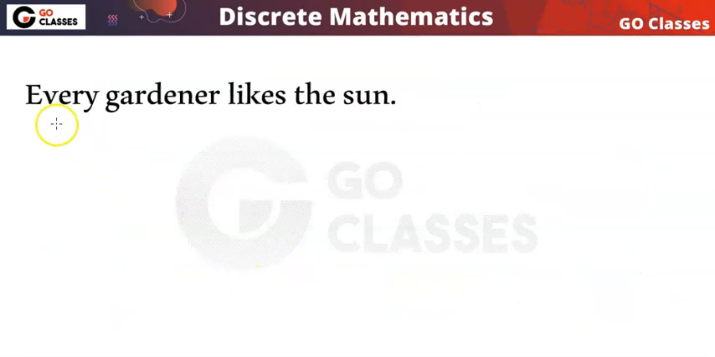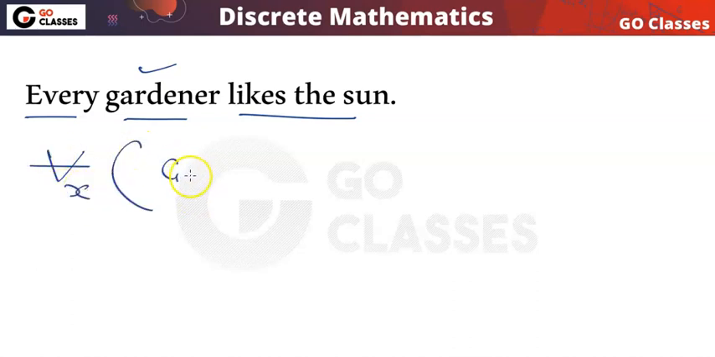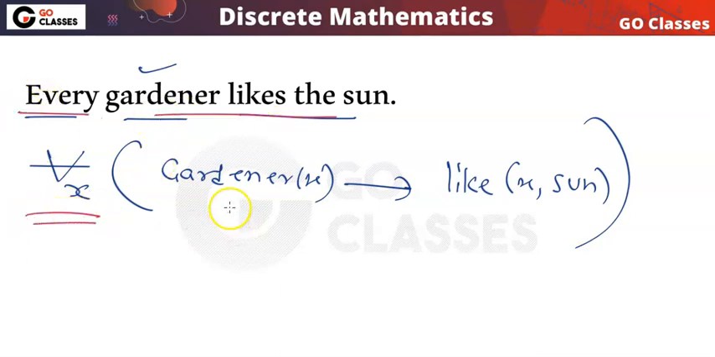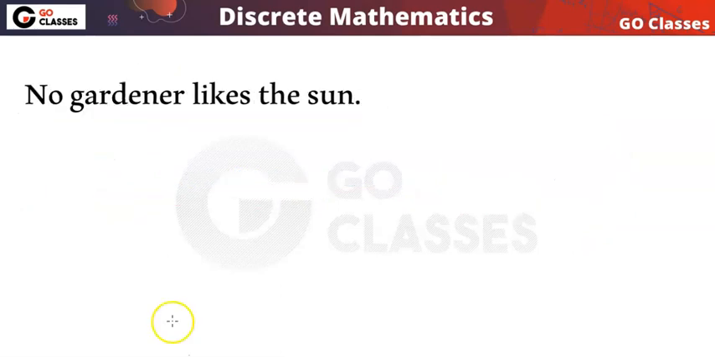Let's see the next example. Every gardener likes the sun. Very simple. Every gardener likes the sun. Means for all x, if x is gardener, then definitely x likes sun. Like this. Very simple. You can notice, every gardener likes sun means for all x, if x is gardener, then x likes sun. So this is the simple point, simple template.